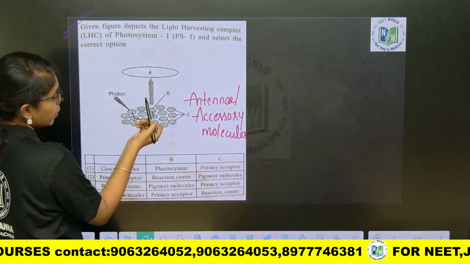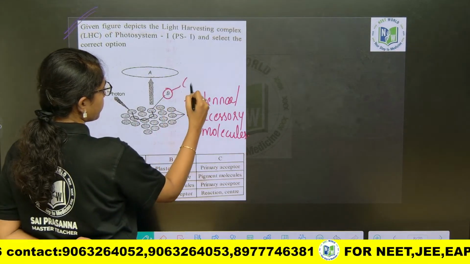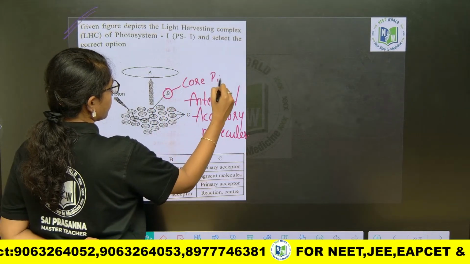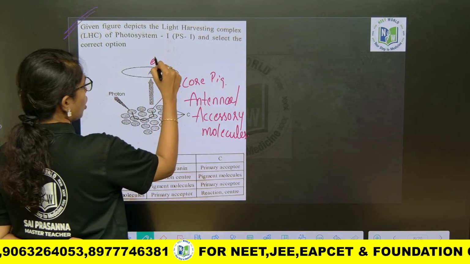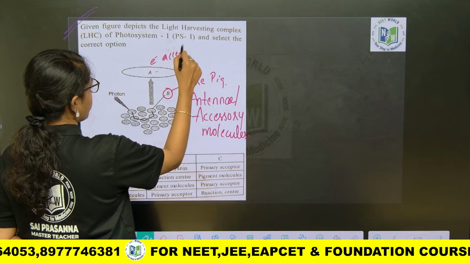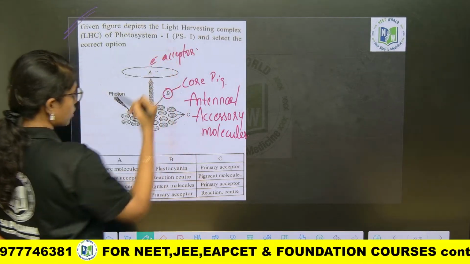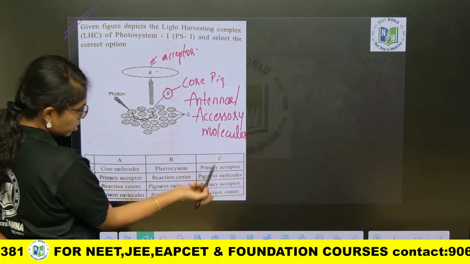Fine. B will be what? Core pigment. This is what? Reaction center or the electron acceptor, you can say. This is the electron acceptor. So, here C is what, beta?